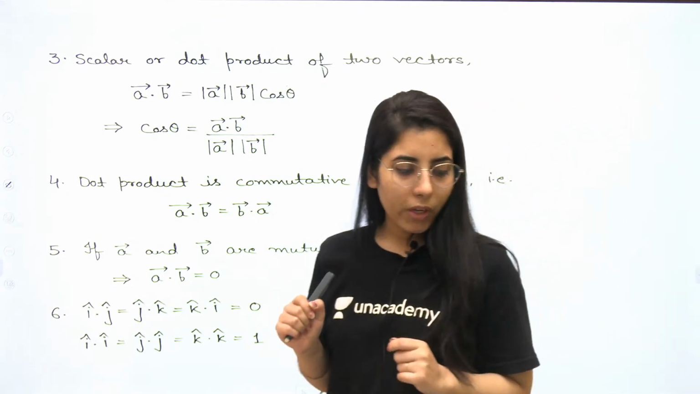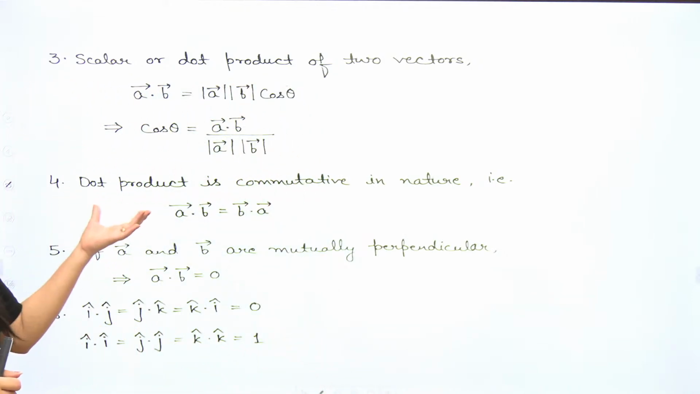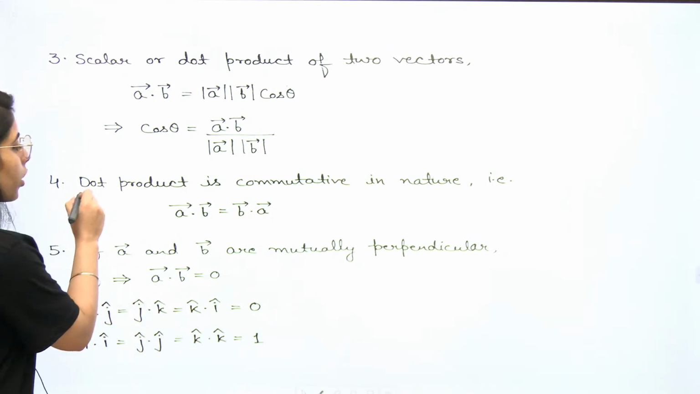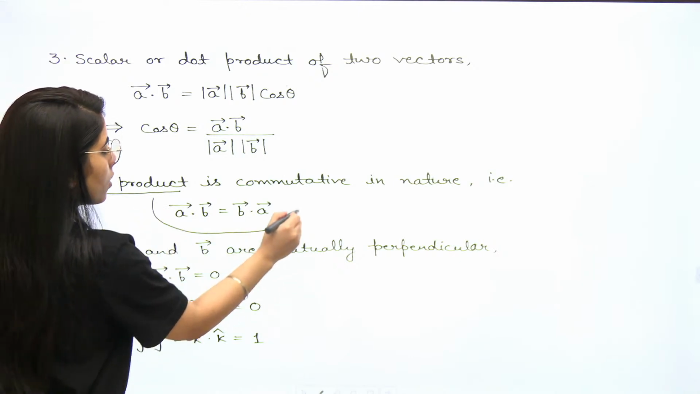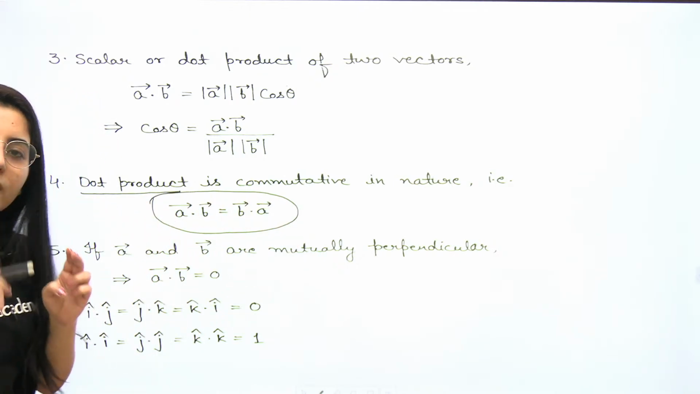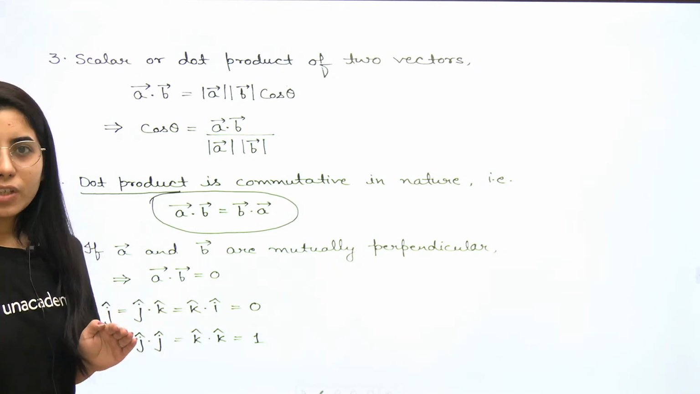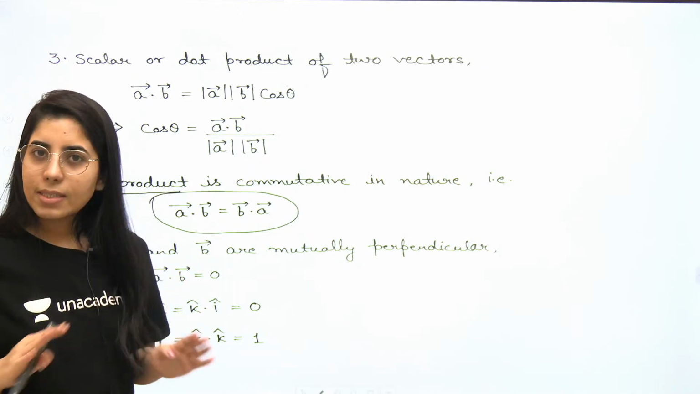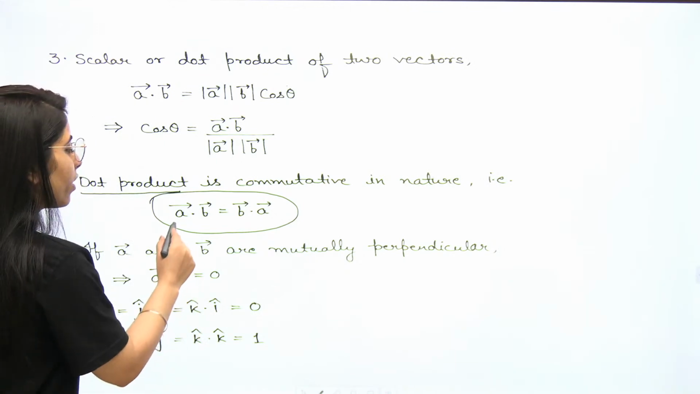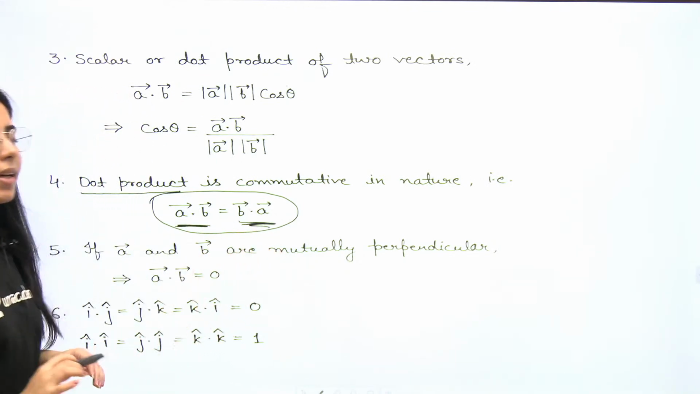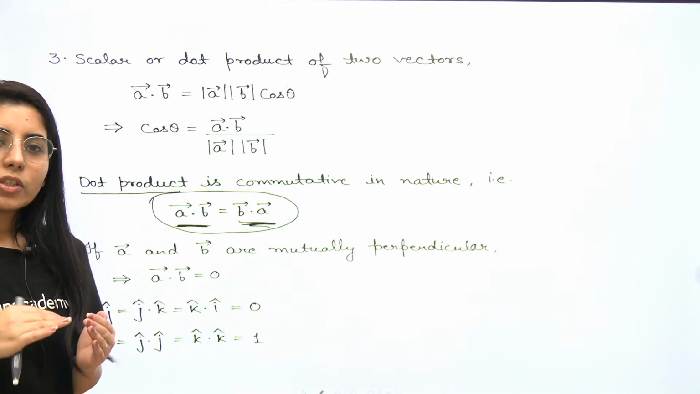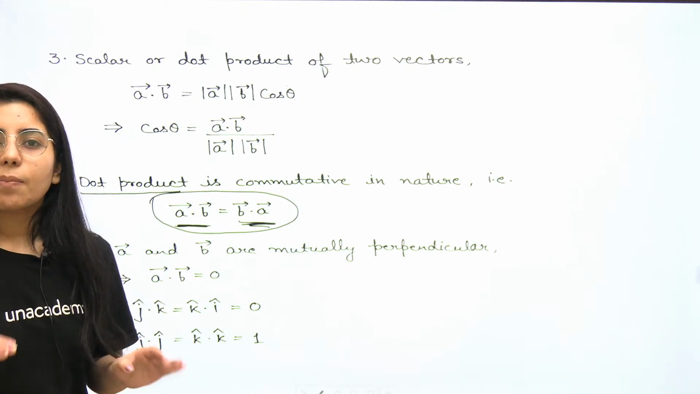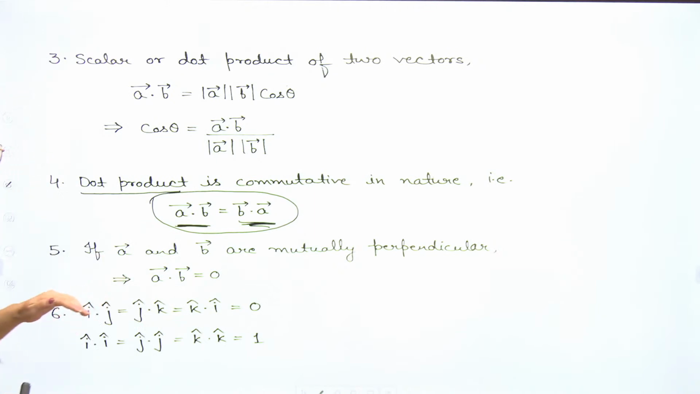Next, the property related to the dot product. If you consider the dot product of any two vectors like A and B, it will be equal to the dot product of B with A as well. That means it is commutative in nature. Commutative means even when you change the order, the value remains the same. So A dot B will be equal to B dot A. Later, when we talk about the cross product, you will observe that it does not remain the same. You will get that point too.